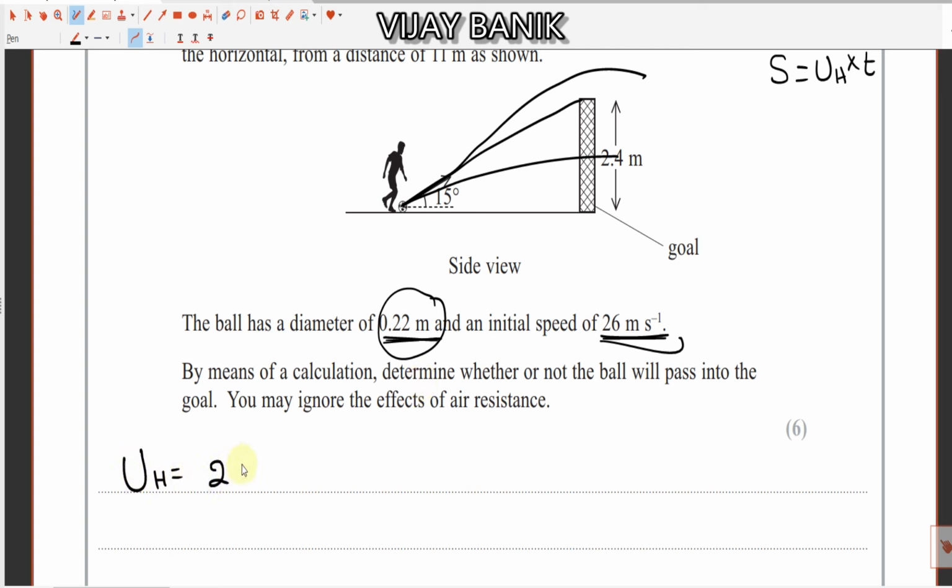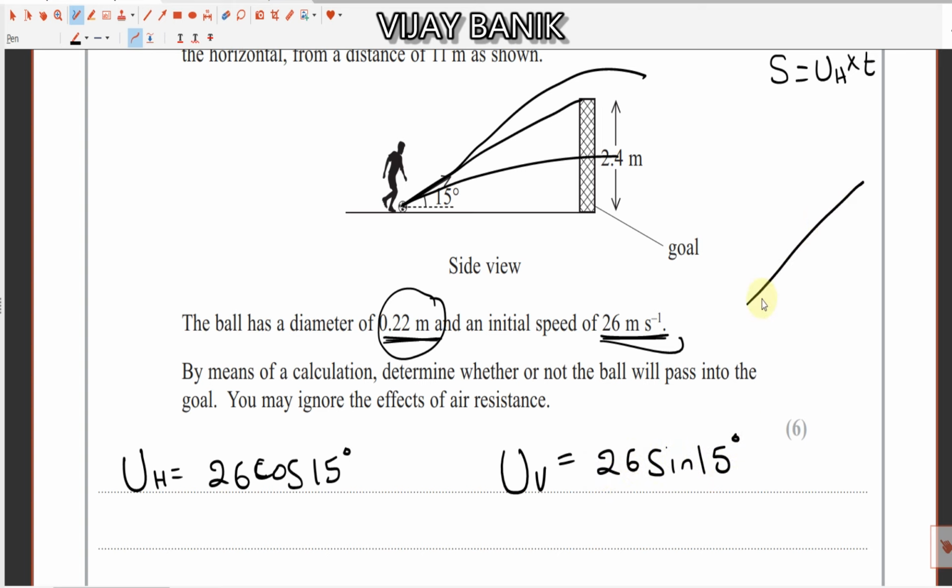Horizontal velocity is 26 cos 15 degree, and initial vertical velocity is 26 sine 15 degree. I hope you guys know that opposite of the angle is always sine. So vertical velocity is sine and horizontal velocity is cos. This is u cos theta, horizontal velocity, and u sine theta, vertical velocity. Don't write over here in the examination.